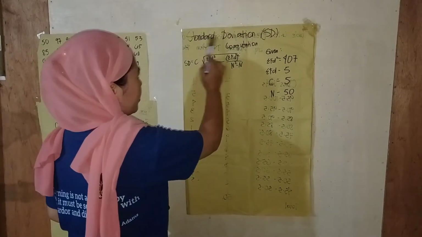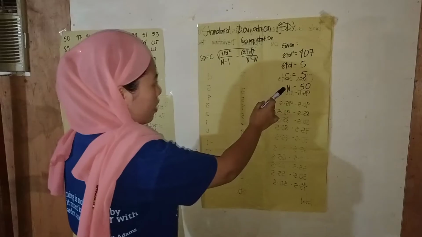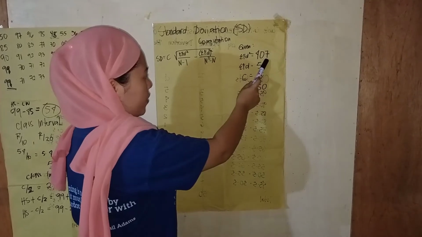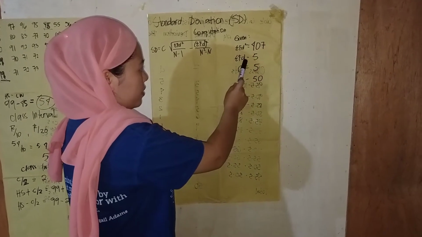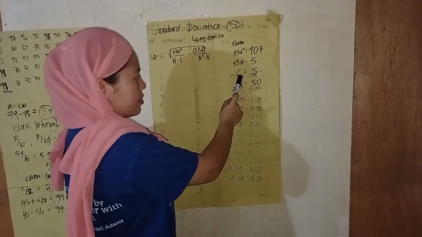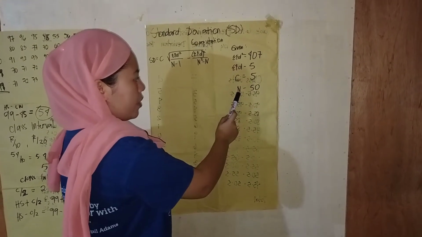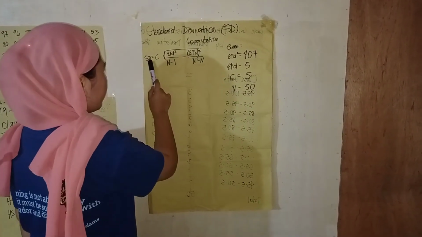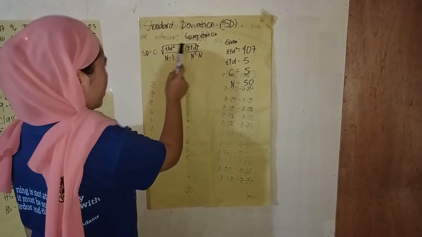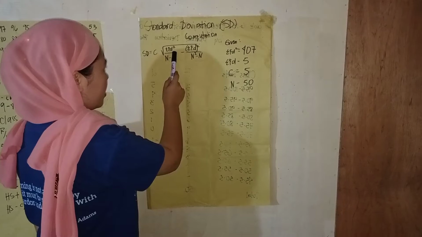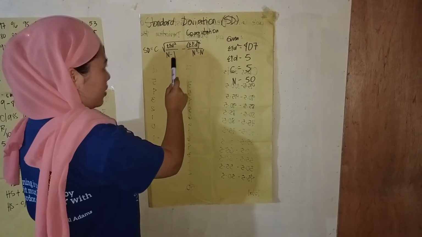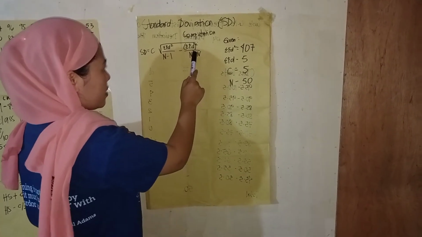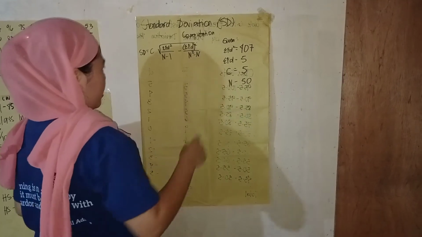And next is our standard deviation computation. Here our given: sum of product f d squared equals 407, sum of product f and d equals 5, our class interval equals 5, and our number of cases equals 50. Here our formula: standard deviation equals class interval times square root of sum of product f d squared over number of cases minus 1, minus sum of product f and d squared over number of cases squared minus number of cases.